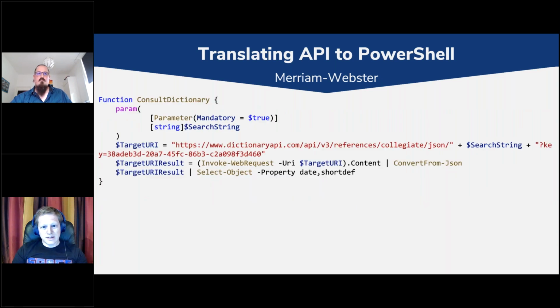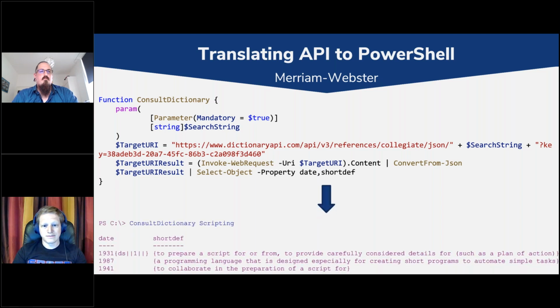So how can I take this a bit further? So I wrote a simple function that's called Consult-Dictionary. It requires one parameter, and that's a search string. It uses the same target URI with my API key and the search string, and it retrieves those, and it gives a list of all the definitions, the dates, and the definitions of the items that are found. So that will result in a response like this. So you can basically in your PowerShell session say Consult-Dictionary scripting, and it will give you the definitions for scripting that it knows. So that's one useful way.